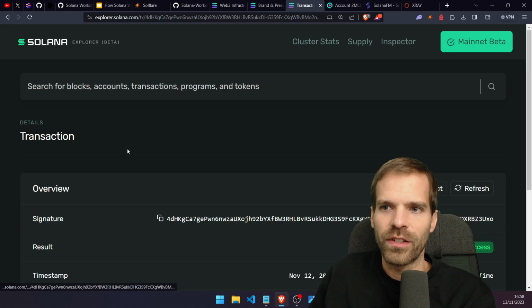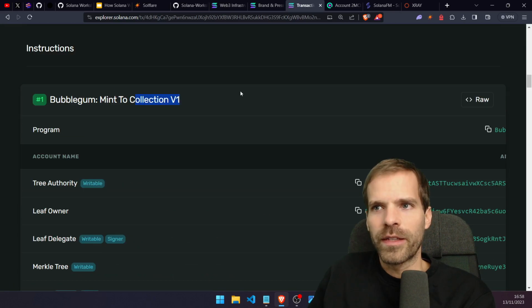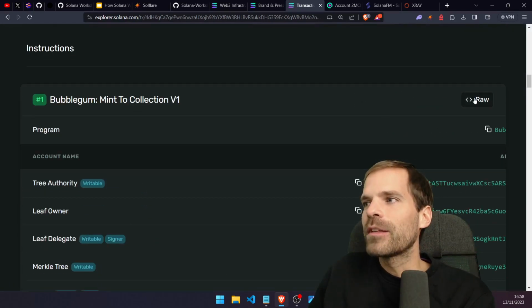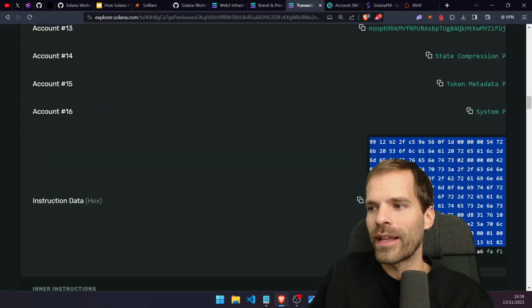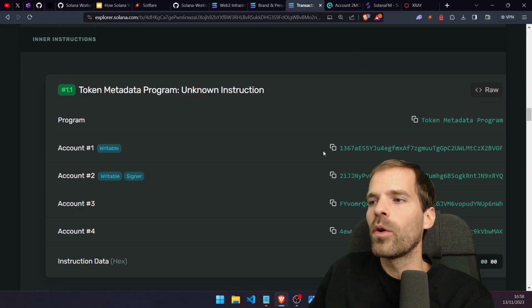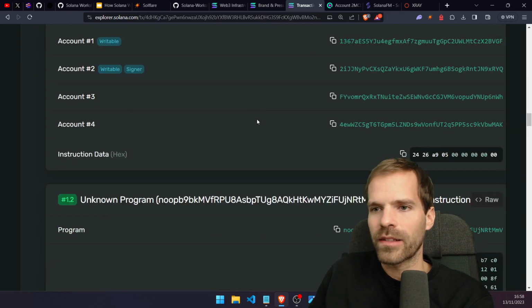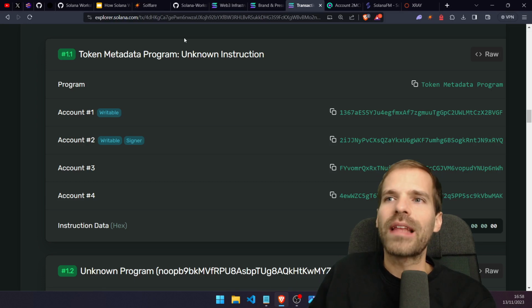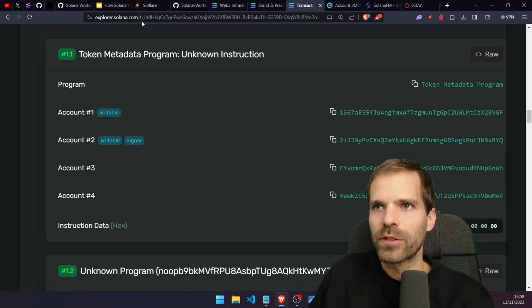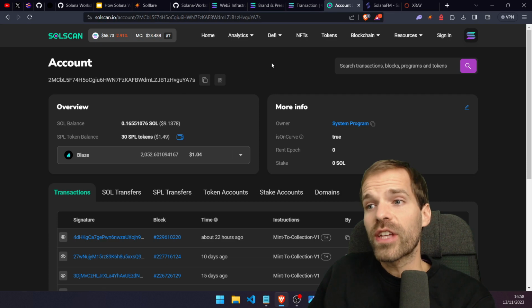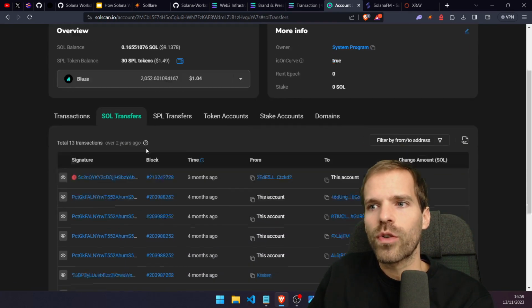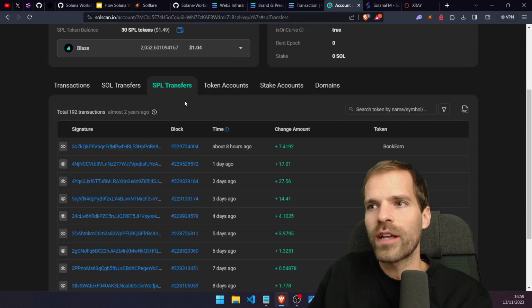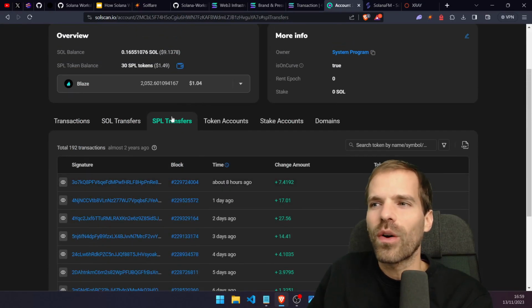Let's see, for instance, here, this spam transaction that minted me a cNFT. I like it because I can see all of the instruction data quite low level, and most of the time it does a pretty good job at parsing stuff. So for development, I mostly still use explorer.solana.com. Solscan, I quite like it because it neatly aggregates sol transfers and token transfers, and it's just also really nice for displaying NFTs.